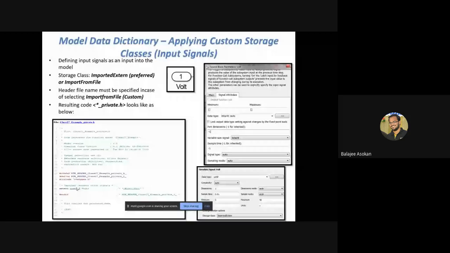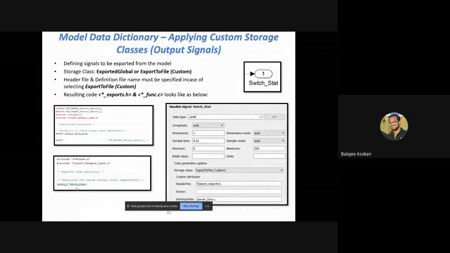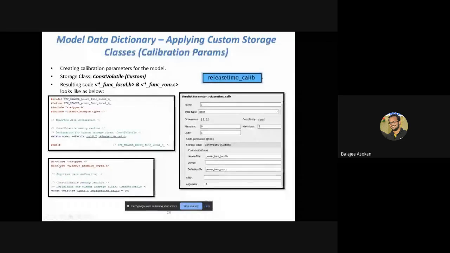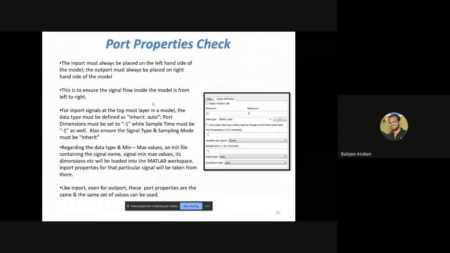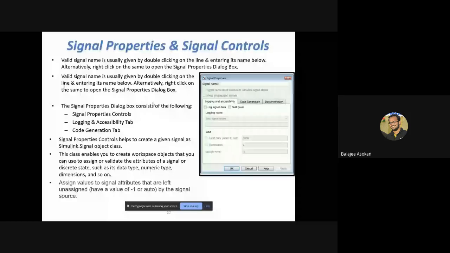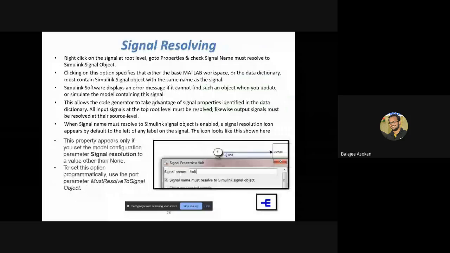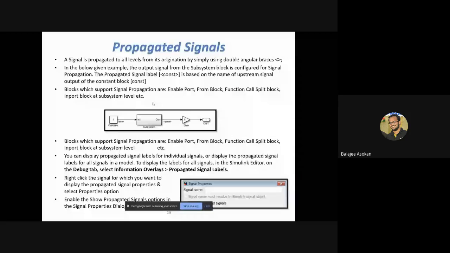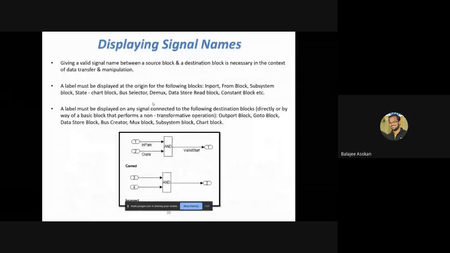All of this, the tool will take care of when you're doing auto code generation. The same stands for how your output signals are declared and defined, and also my calibration parameters in that specific header file and C file, they are all defined there appropriately. Apart from these things, certain things we need to do at port property level. All these port property checks, displaying the signal names appropriately, signal properties, signal resolving, propagating the signal, all of these come under the MAAB guidelines.